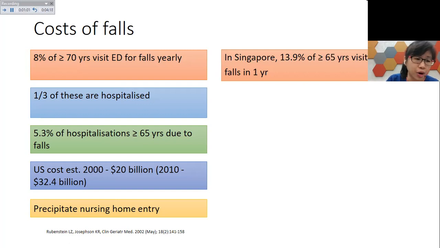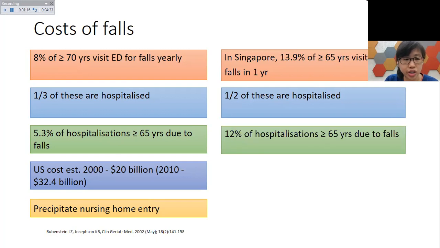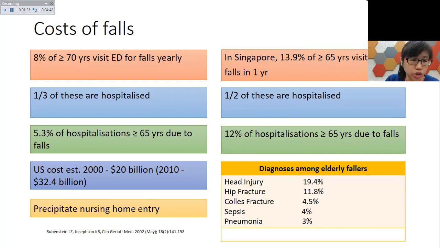What about in Singapore? So in Singapore, 13.9% of the elderly 65 years and above among those who visit the ED are actually there for falls. Half of these were actually hospitalized, and out of those hospitalized, 12% of them are actually due to falls. So the diagnosis among elderly fallers, almost 20% sustained head injury, 11.8% sustained hip fractures, infection and pneumonia are also common diagnoses among these elderly patients.